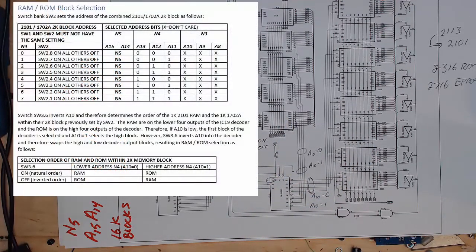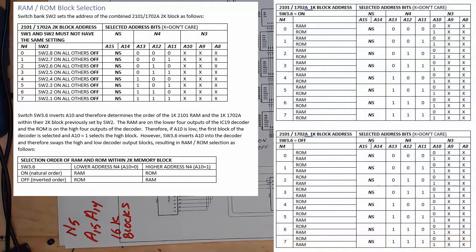So this is our RAM ROM 2K block selection. And for anywhere from 0 to 7, we would turn switch 2-1 to switch 2-8. One of those would be on at a time, and that gives us whatever the address N5 is, and this is our bit pattern for N4, which is address 11, 12, and 13. We then can change switch 3-6. We can turn it on, which is our natural order. It puts our RAM on the bottom and our ROM on the top. Or we can turn it off, which inverts the order and puts our ROM on the bottom and our RAM on top.